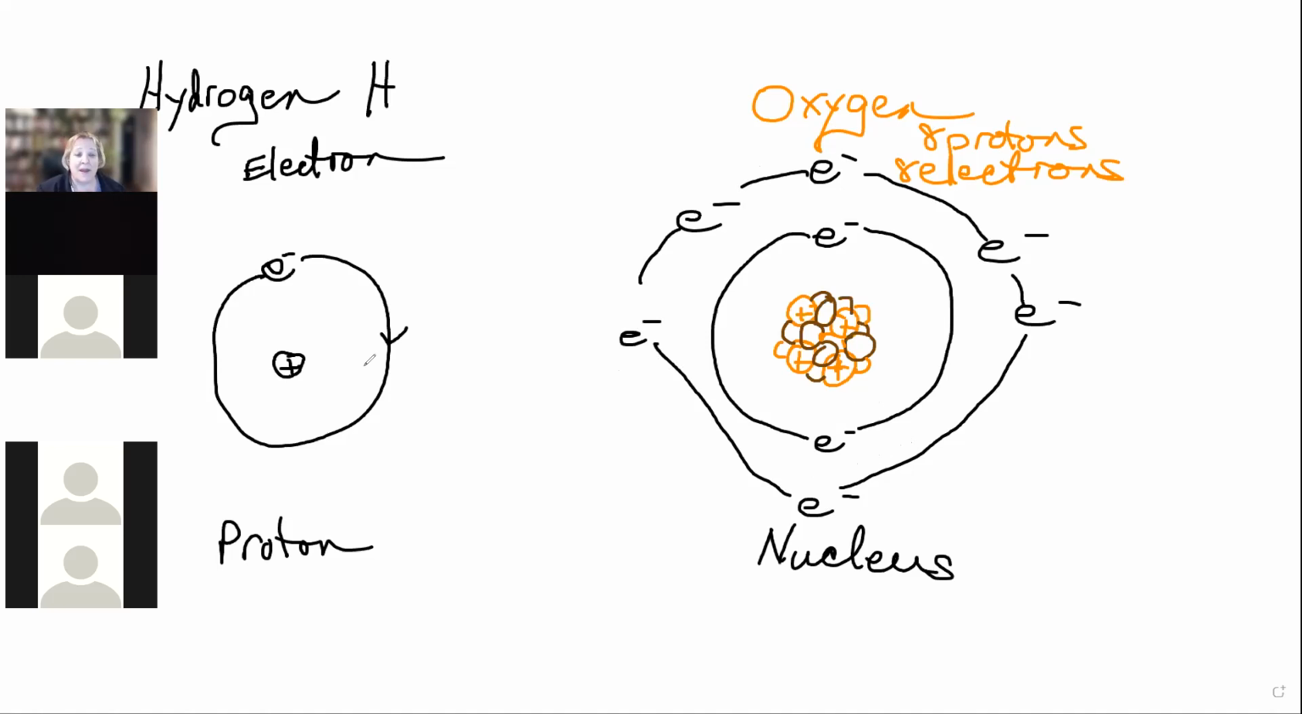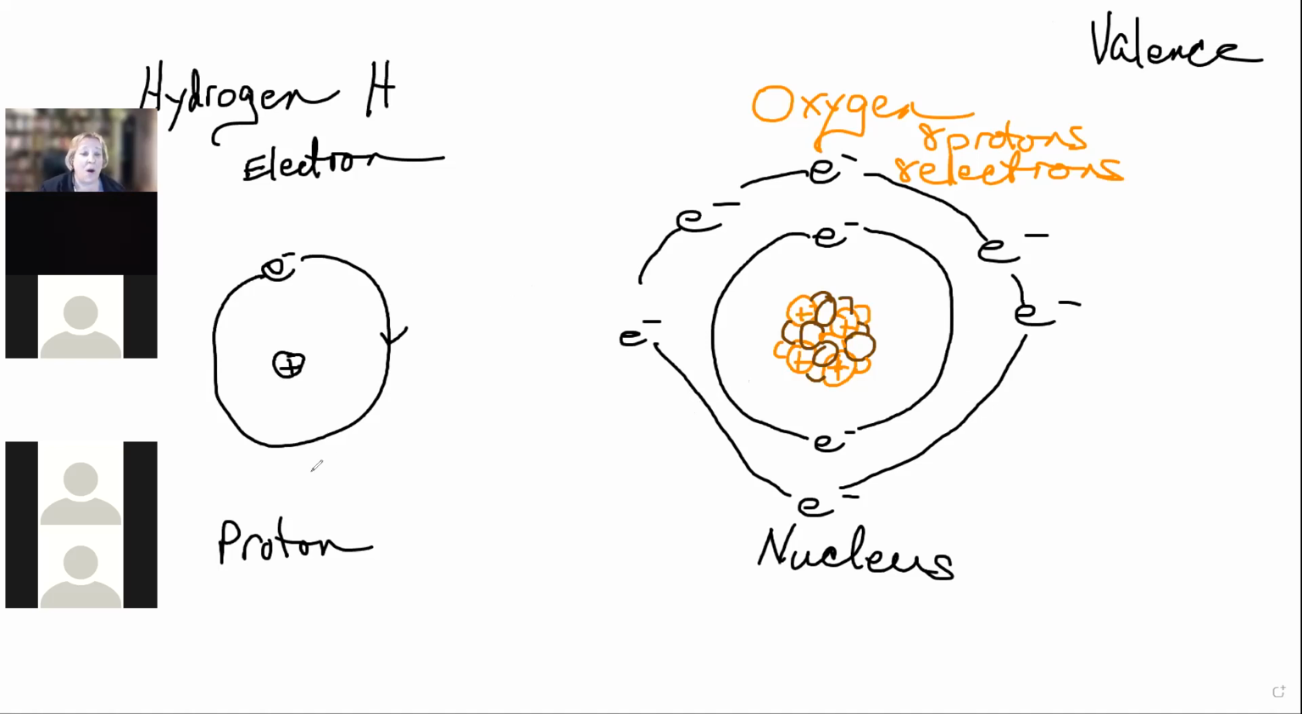Now I'm going to give the atoms human emotions that they don't really have. Hydrogen would really be happy to pick up another electron, and then it would have a full shell. Oxygen would really like to pick up 2 more electrons, then it would have a full outer shell. We call these outer shells the valence shells, valence electron shells.